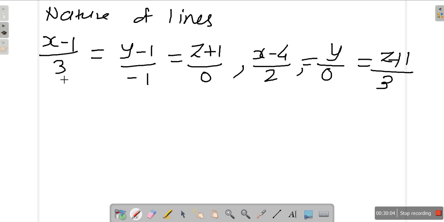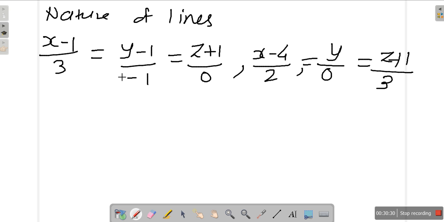Now look at the parallel vectors. One vector is 3, minus 1, 0, which is 3i minus j plus 0k, and the second vector is 2i plus 0j plus 3k. Are they proportional to each other? No. Since they are not proportional to each other, the lines are not parallel. Because if the lines are parallel, then one vector will be a multiple or proportional to the other. So these two lines are definitely not parallel.